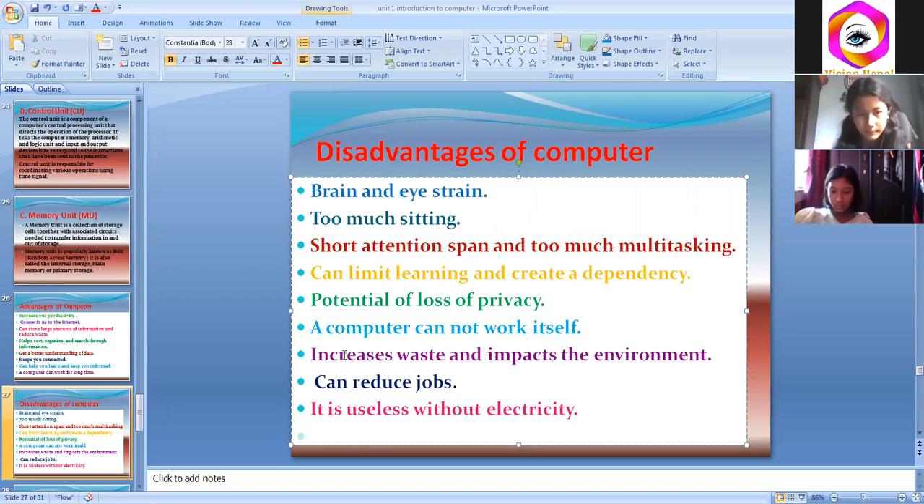Think. And similarly, potential of loss of privacy. It may reduce the security. That means it can reduce privacy.